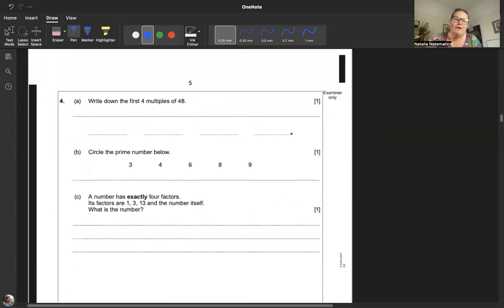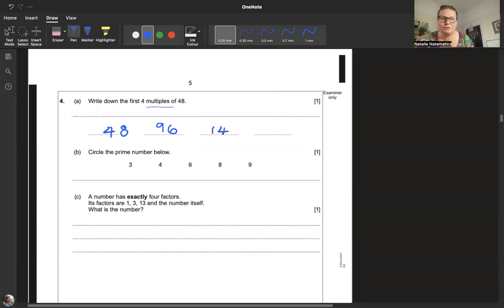All right, so write down the first 4 multiples of 48. Now, remember, you have a calculator. So multiple means we multiply that number, okay? So a multiple of 48, right? So your first one is going to be 1 times 48. The next one is going to be 2 times 48. I just happen to know that. The next one's 3 times 48, 120, 144.